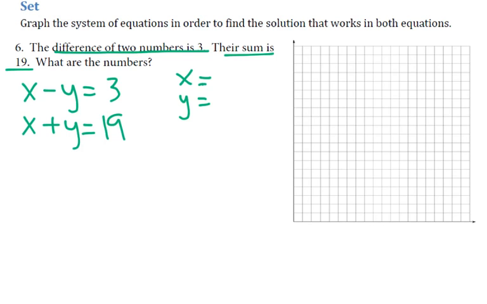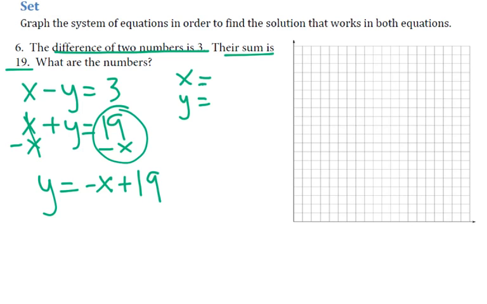Now, we could graph them in this format, standard form, but it seems like a lot of you prefer to turn it into slope-intercept form. So let's do that. So for this one, I'd subtract x from 19. Now, we don't know what that is, so we go just negative x plus 19. We can't combine that, remember. So there's my first one.